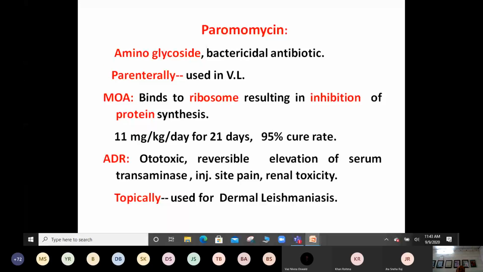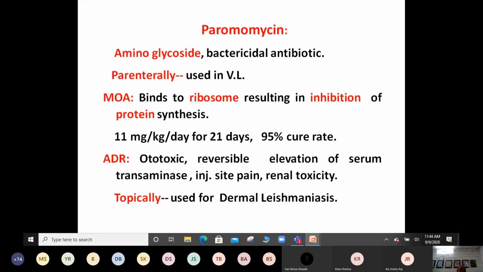Next is paromomycin, that is the last drug. Now this drug is an aminoglycoside, just like streptomycin, kanamycin, neomycin. So this is antibacterial. It is a bactericidal antibiotic. This drug is also used parenterally, particularly for visceral leishmaniasis. For cutaneous leishmaniasis, it can be used topically.